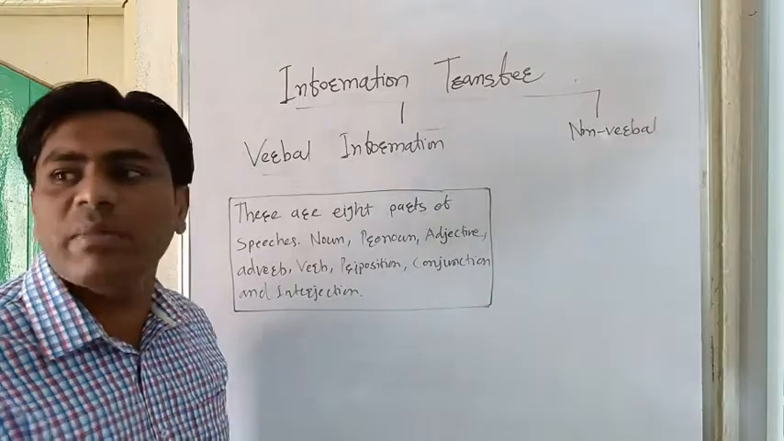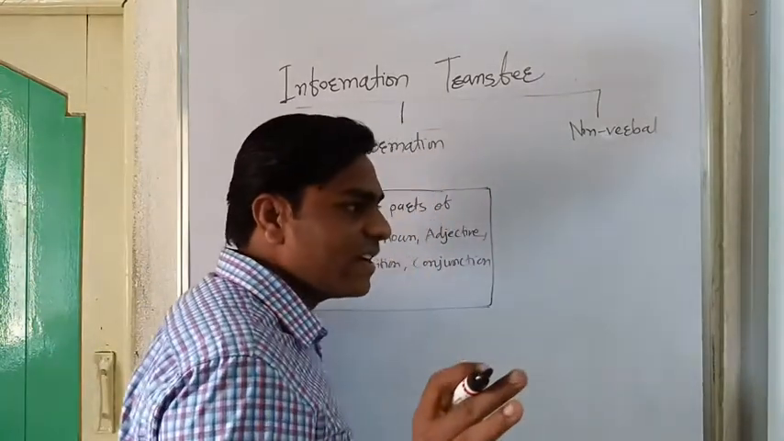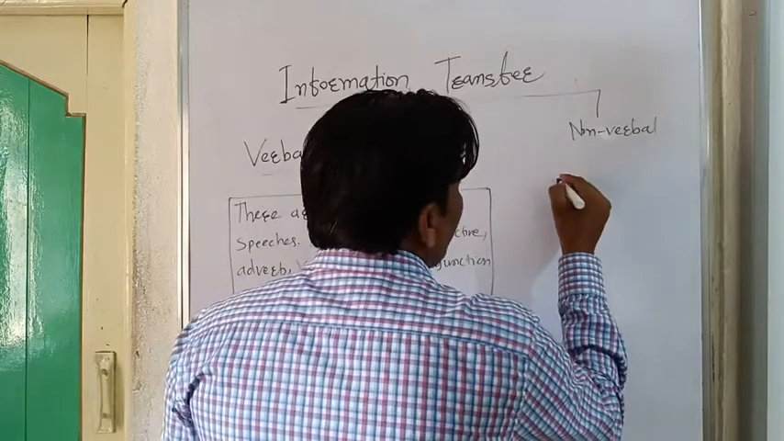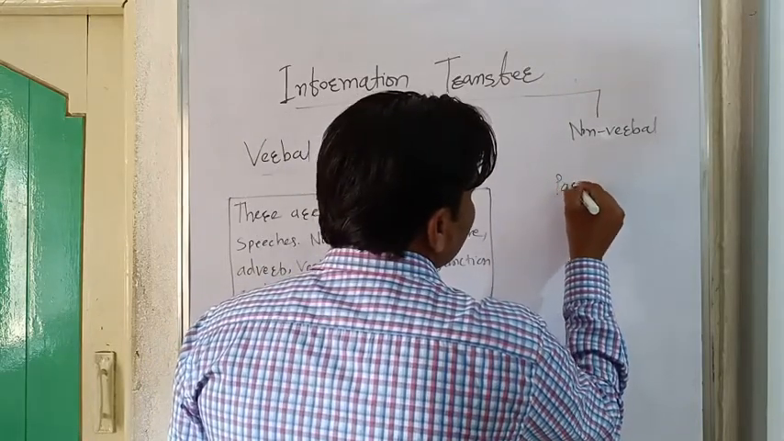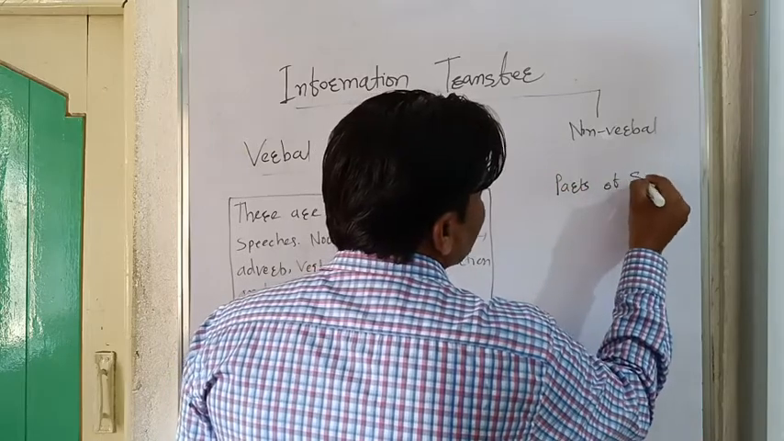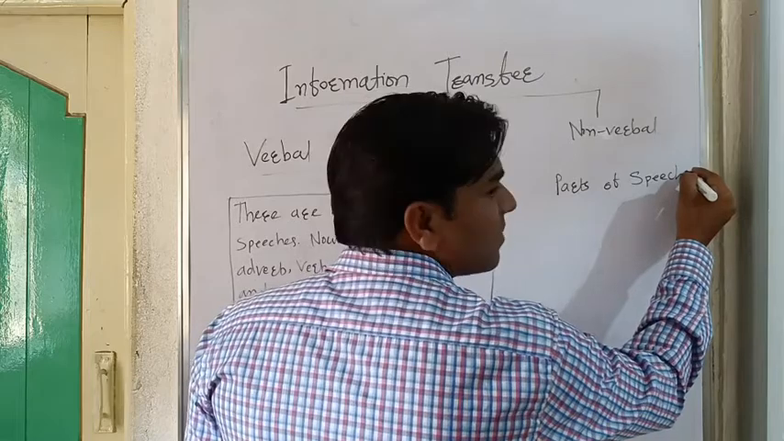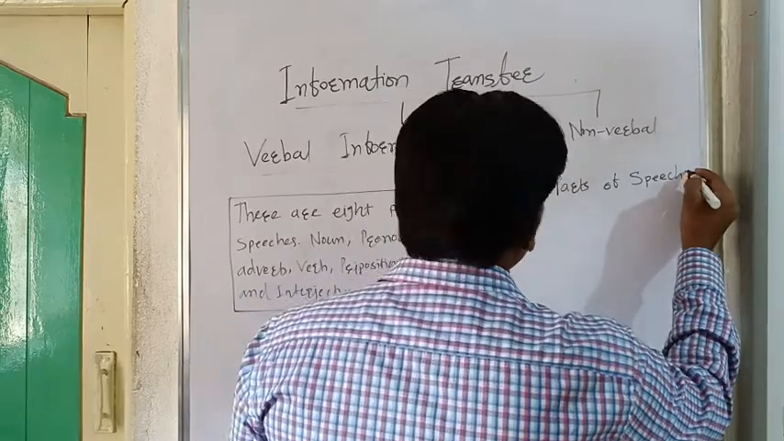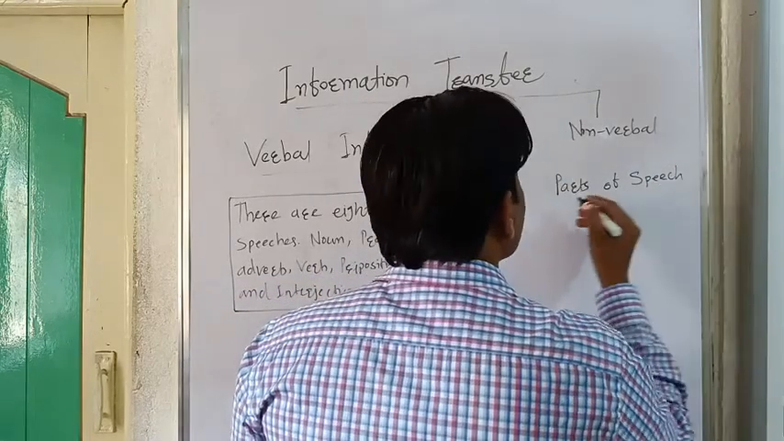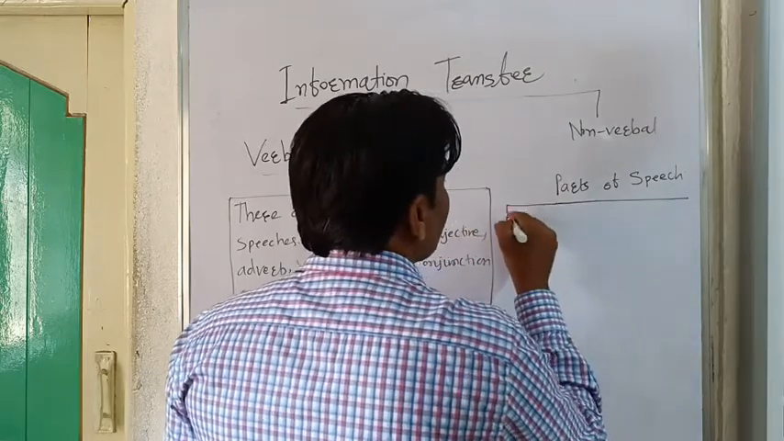Suppose we want to make a tree diagram. Okay. So we have to write the title. Write here the title: parts of speech. It is the tree diagram that we want to make.